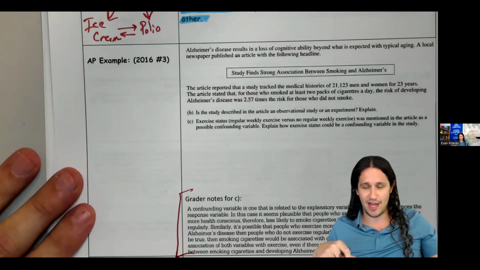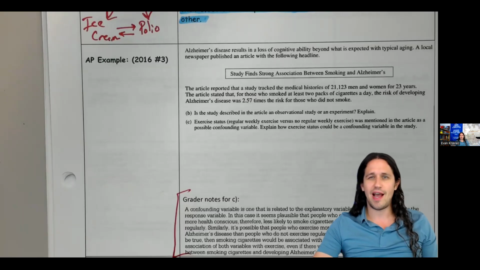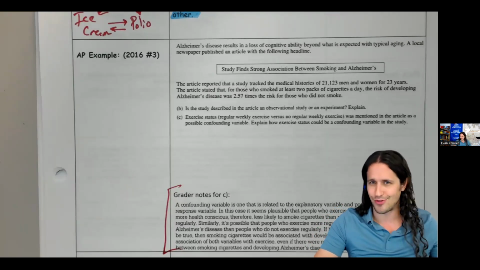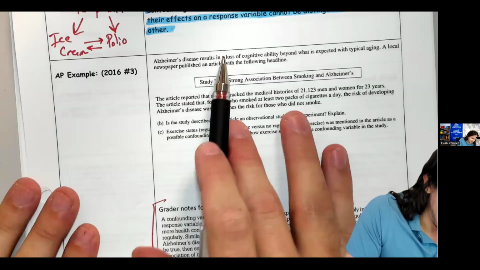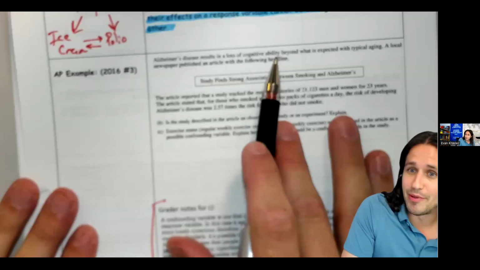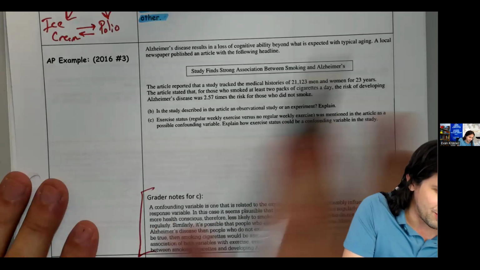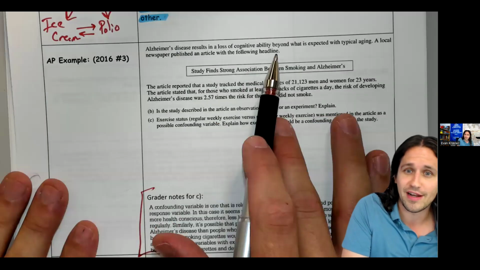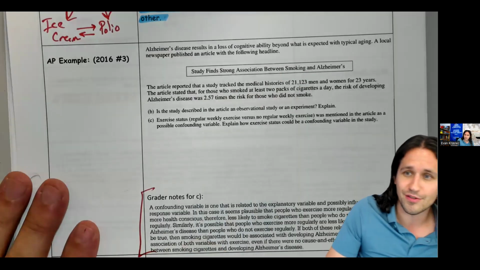It's already written out for you. But I want you to look at this situation, take a moment, pause, and say, how is this a confounding variable before you just read the answer? Let's take a look. Alzheimer's disease results in a loss of cognitive ability. Scary. Beyond what was expected during typical aging. A local newspaper published an article with the following headline. Okay. Study finds strong association between smoking and Alzheimer's.